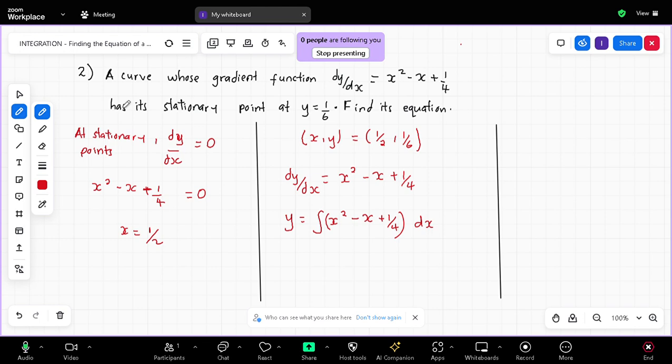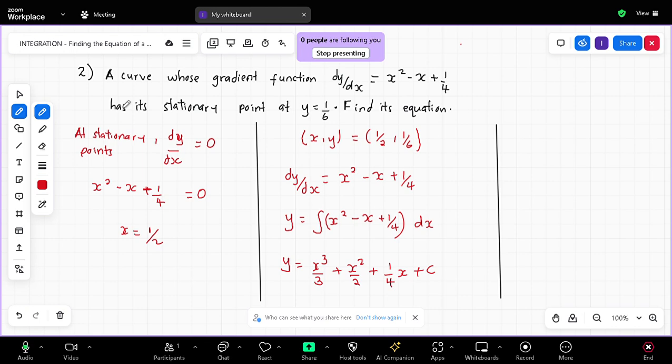So integrating x squared, that gives you y equal to x cubed over 3, plus integrating x, that gets you x squared over 2, plus a quarter x, then plus a constant term called c. Now, we need to find the value of c. The coordinates of the stationary point is (a half, 6). So the x we substitute with a half and the y we substitute with a 6.